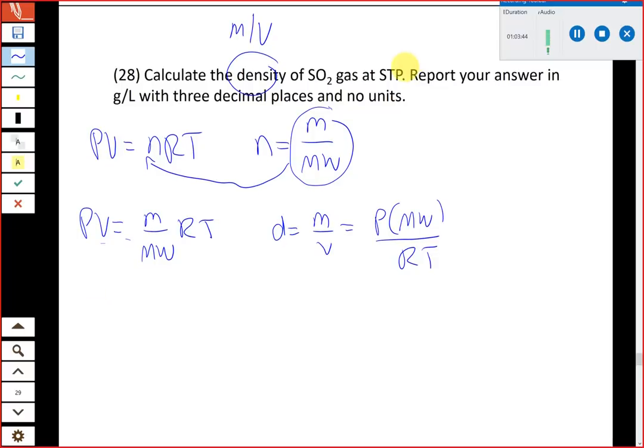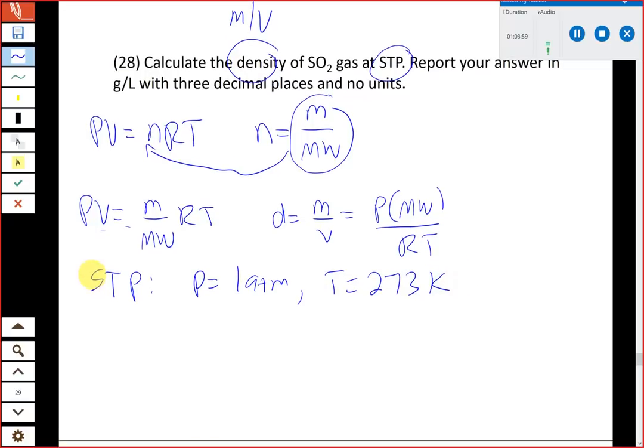And the other thing that we need to know is that anytime we tell you that we're at STP, that means standard temperature and pressure, tells us that the pressure is 1 atmosphere and the temperature is 273 Kelvin, or 0 Celsius if you like Celsius. So we can now calculate the density. Density is equal to 1 atmosphere, that's the pressure, times the molar mass. The molar mass of SO2, I'm not going to calculate it out in detail, but it's going to be 64.07 grams per mole.